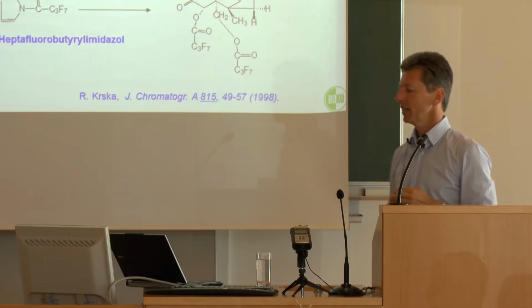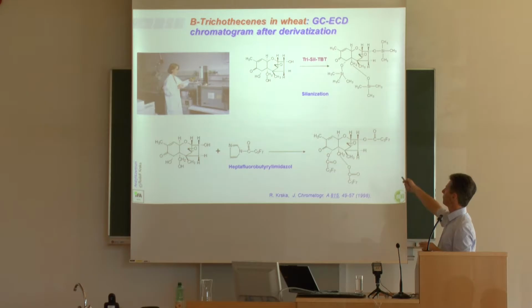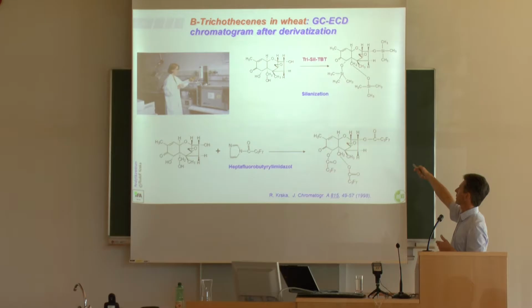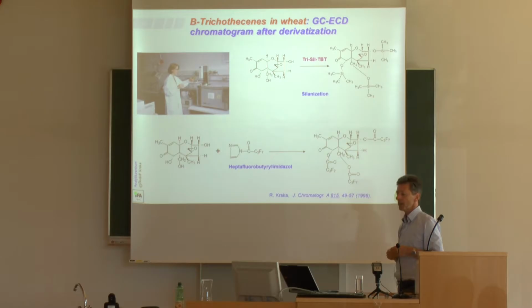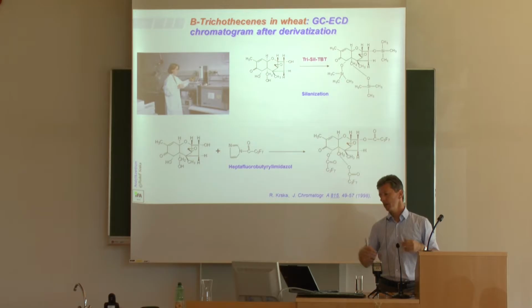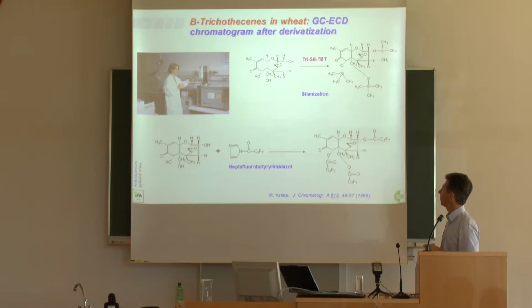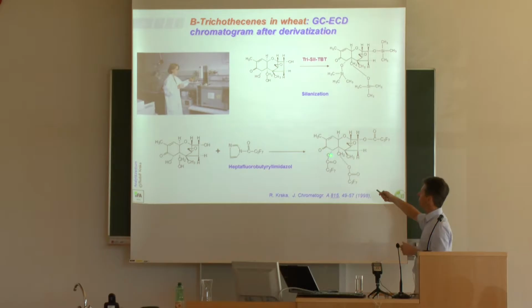And that can be done by a so-called silylation step, for instance, with Tri-Sil TBT, which is a commercial name, which introduces trimethylsilyl groups at the positions of the OH groups, and all of a sudden you get rid of the OH groups, you get rid of the hydrogen bonding which is otherwise there, and this molecule is then ready to inject into the gas chromatograph in order to detect it by gas chromatography. Another possibility is the addition of heptafluorobutyrylimidazole. Again, you get rid of the OH groups. So again, it's evaporated at reasonable temperature.